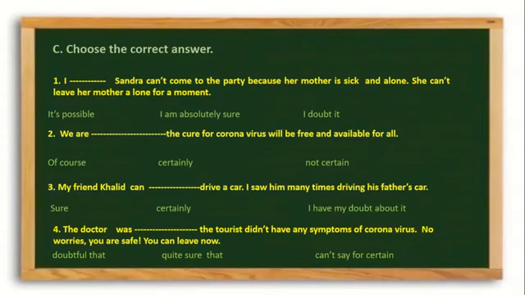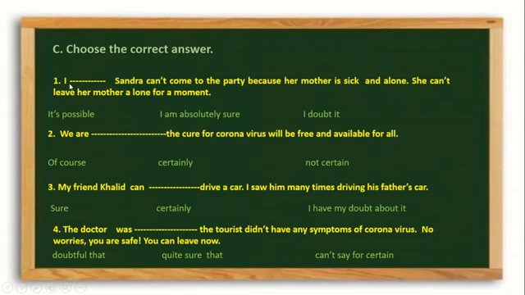Part letter C. Choose the correct answer. So here you have empty spaces and you have to choose the appropriate word to complement the sentence. Sentence number 1, Sandra can't come to the party because her mother is sick and alone. She can't leave her mother alone for a moment. It's possible. I am absolutely sure. I doubt it. What do you think? Remember that you can pause the video and give yourself some time to think about the answer.